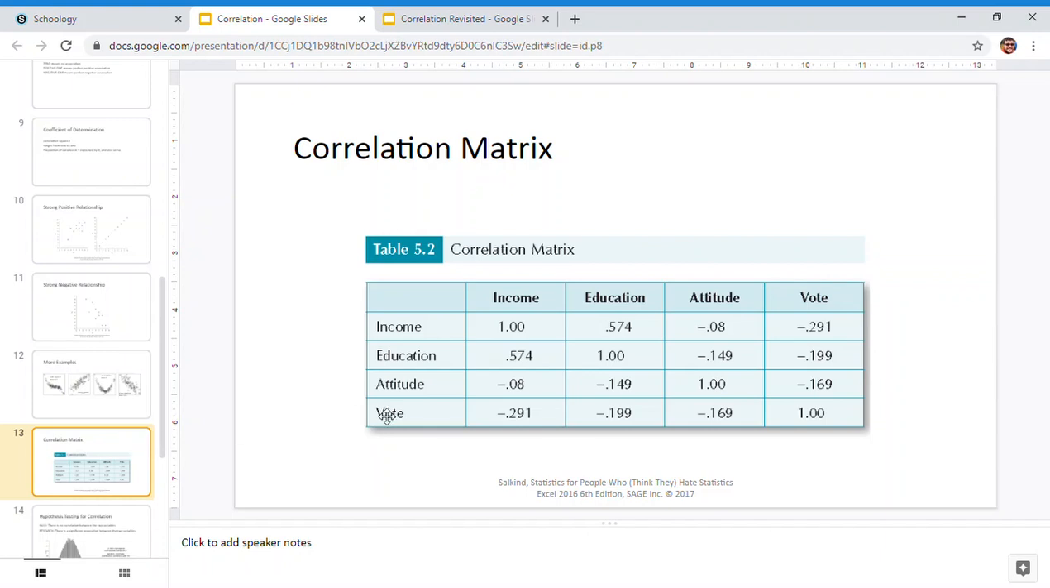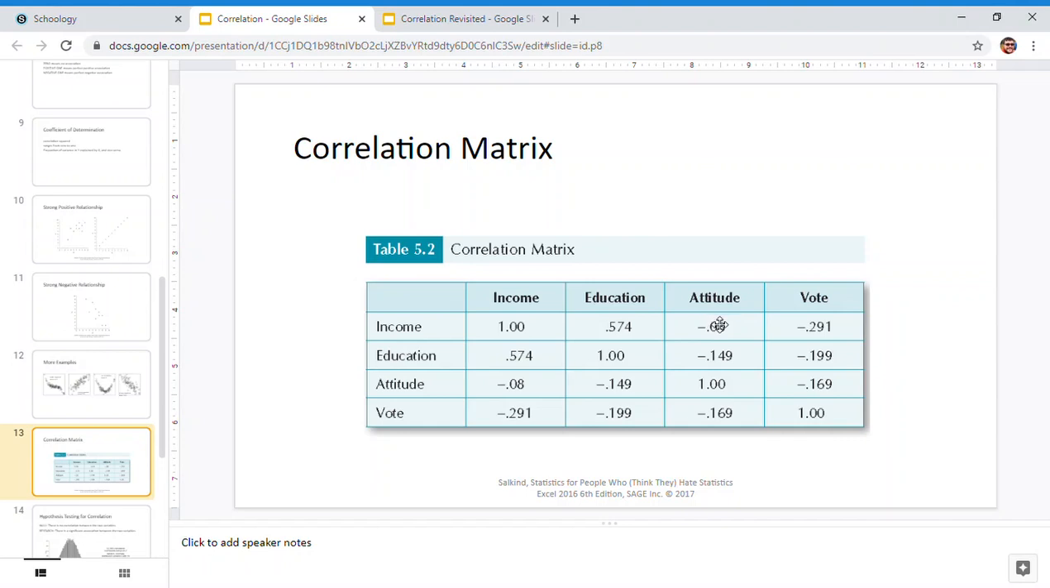So one of the cool things about correlation is you can have multiple things measured on each person, and then you can see how each of them correlate with each other. So income is correlated with itself perfectly, that's a 1. So strong positive correlation with income and education. Whatever attitude they're measuring doesn't really relate to income at all, and how they vote is negatively related to it. So you can pick through and see how things are related.